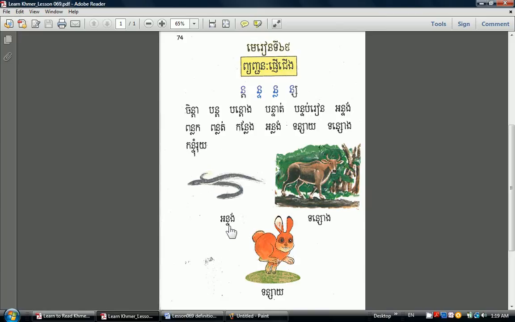This picture is read on lung. The second picture here is read tuan sao. And the last picture here is read tuan sai. Now let's go over the rest of our lesson.